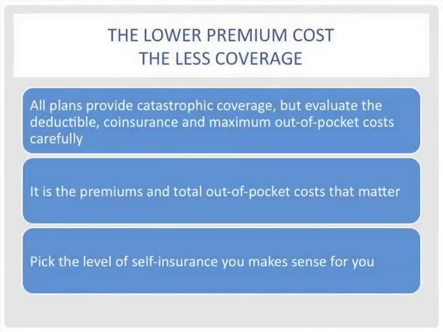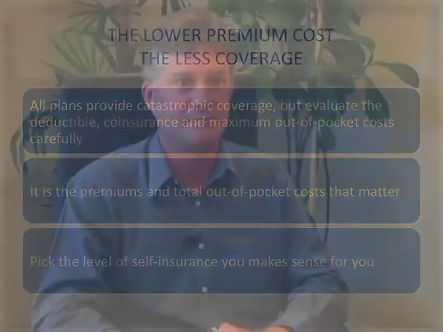Number 2, the lower the premium cost, the less coverage. All plans provide catastrophic coverage, but evaluate the deductible, co-insurance, and maximum out-of-pocket costs carefully. It's the premium and total out-of-pocket costs that matter. Just looking at premium cost is like only evaluating pre-tax instead of after-tax, so pick the level of insurance that makes sense for your firm.